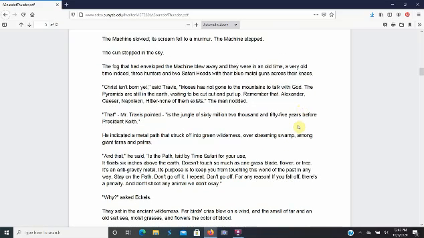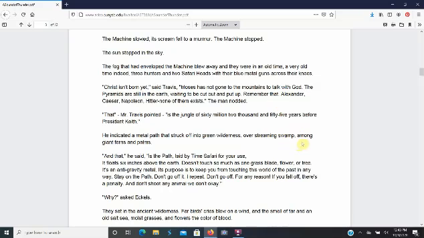The fog that had enveloped the machine blew away, and they were in an old time, a very old time indeed. Three hunters and two safari heads with their blue metal guns across their knees. Christ isn't born yet, said Travis. Moses has not gone to the mountains to talk with God. The pyramids are still in the earth, waiting to be cut out and put up. Remember that. Alexander, Caesar, Napoleon, Hitler, none of them exist. The man nodded.